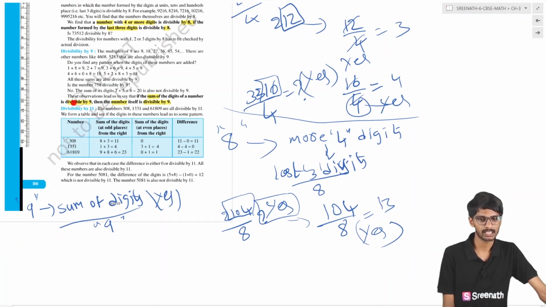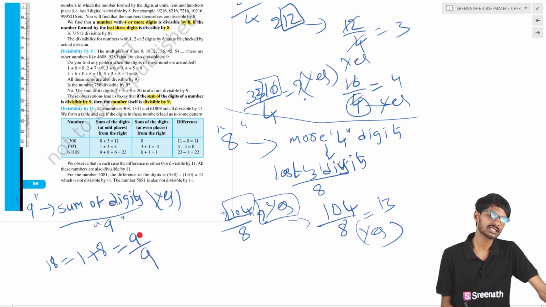For example, take 18. What is the sum of its digits? That is 1 plus 8, which is 9. Is it divisible by 9? Yes, it is divisible. So 18 is divisible by 9, so the answer is also yes.